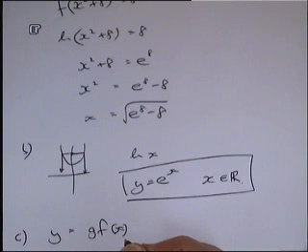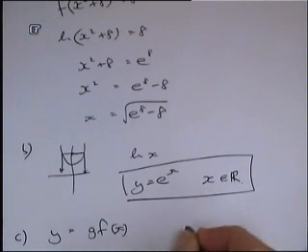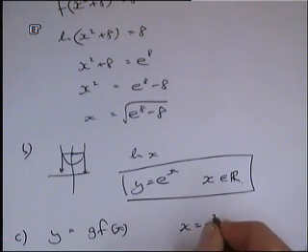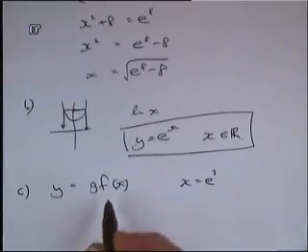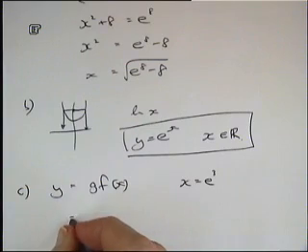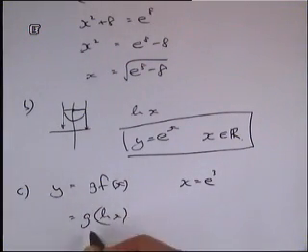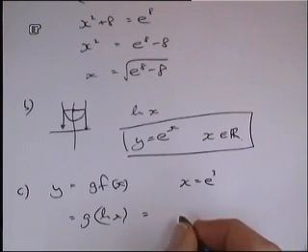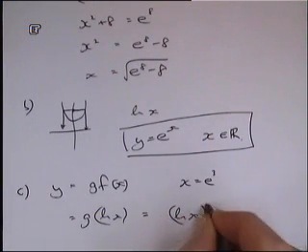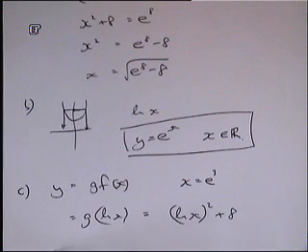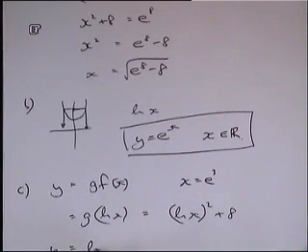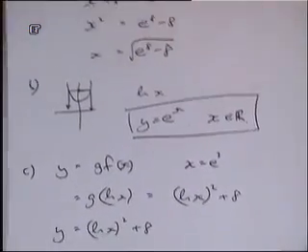Part C says find the exact value of the gradient of the curve y equals gf of x at the point where the x coordinate equals e cubed. Well, we haven't come across the function gf before. We had it the other way around. So g of f of x means log x, which is f of x, is put into g, and g says whatever you get, you square it and add 8. So y is going to be log of x all squared plus 8.